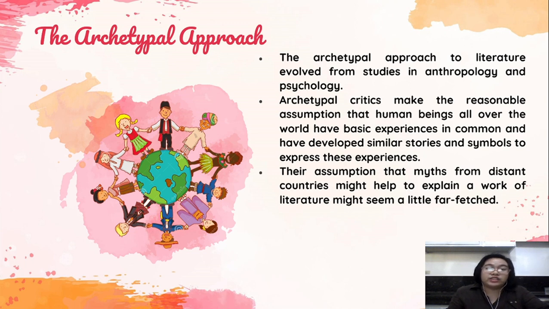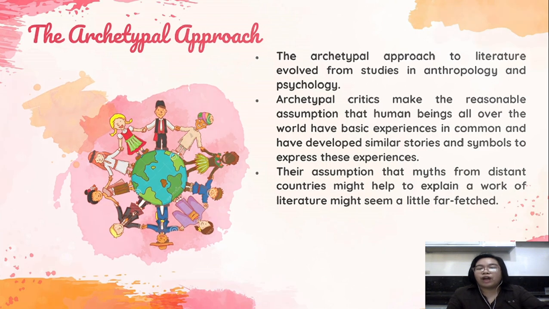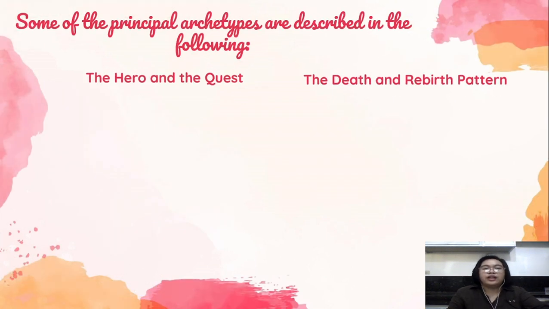One of these is the symbol through myths. It might seem a little far-fetched to others, but archetypal critics believe that it is valid enough. One of these critics is Carl Jung, one of the students of Sigmund Freud, who first used archetypes to depict the plots, the characters, and symbols that can be found in literature. First, here are some of the principal archetypes that are commonly described in literature.